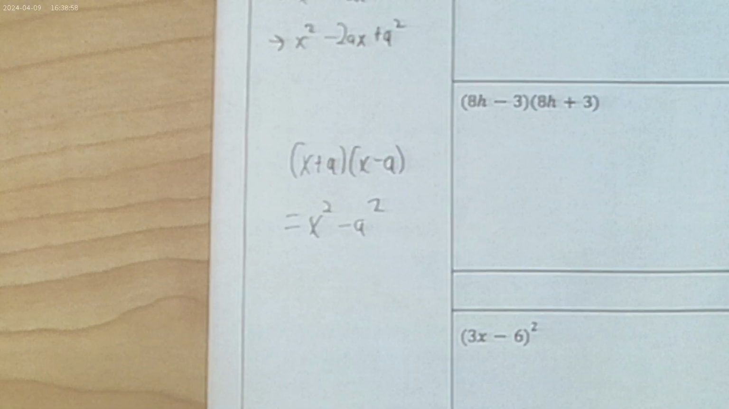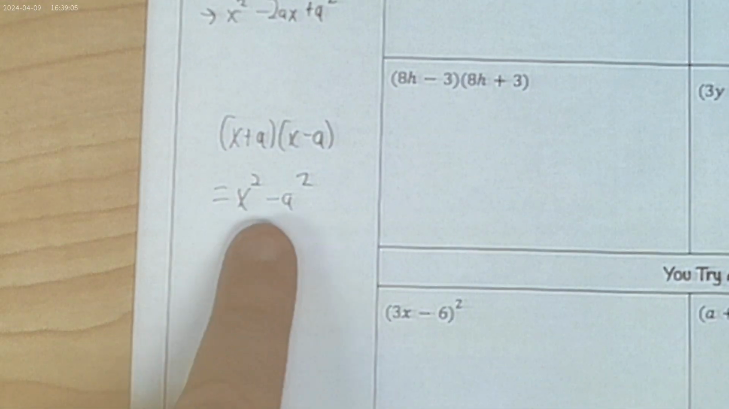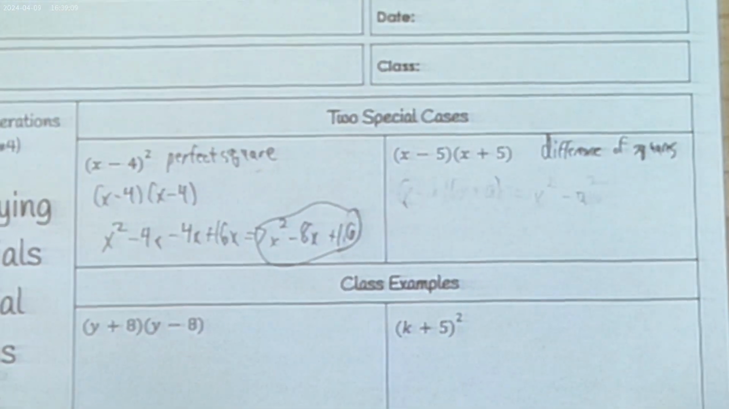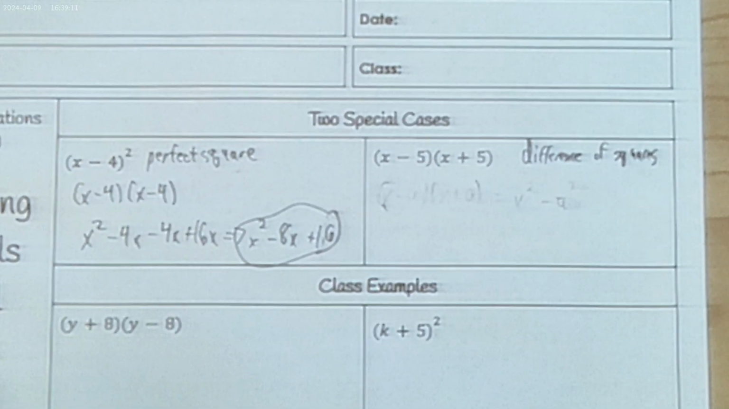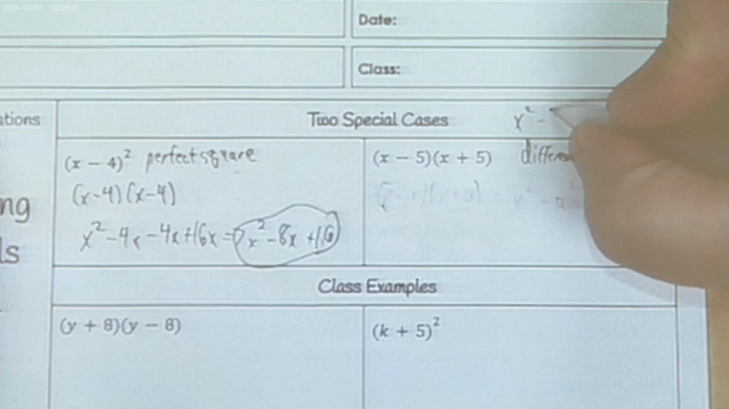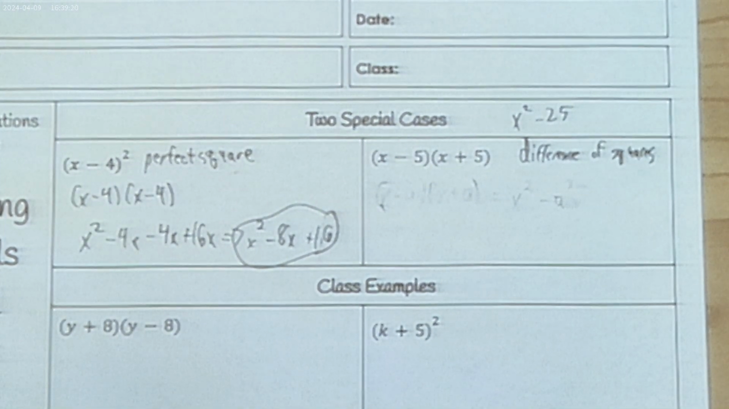And it's called the difference of squares. All right, so like I said, x squared minus a squared is always going to turn out this way. So I've got x minus 5, x plus 5. I'm just going to write up here x squared minus 25, because that's the difference of squares answer.